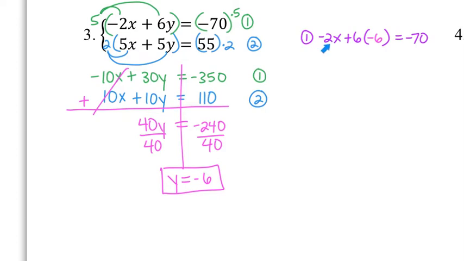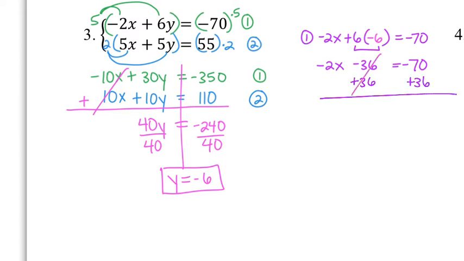So we got to isolate our term with the variable. So we have to figure out what this is first. So 6 times negative 6 is negative 36. So it's just negative 2x minus 36, or plus a negative 36, is equal to negative 70. And then we're going to finish solving. Isolate the negative 2x by getting rid of that negative 36. So we're going to add 36 to both sides.